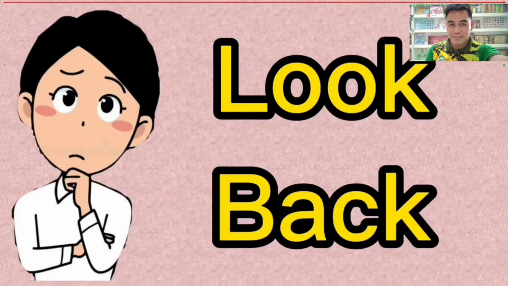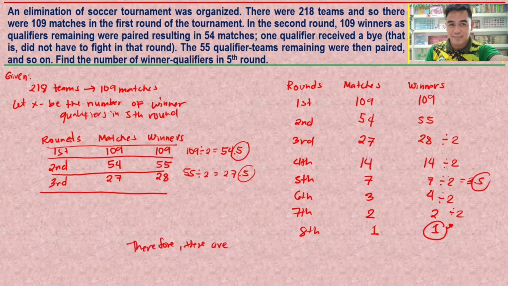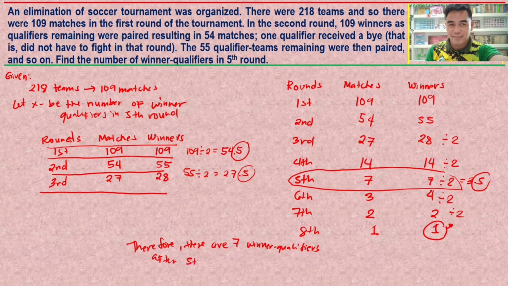Look back. Therefore, here, there are 7 winner qualifiers after 5th rounds. This is how we solve problem number 3.